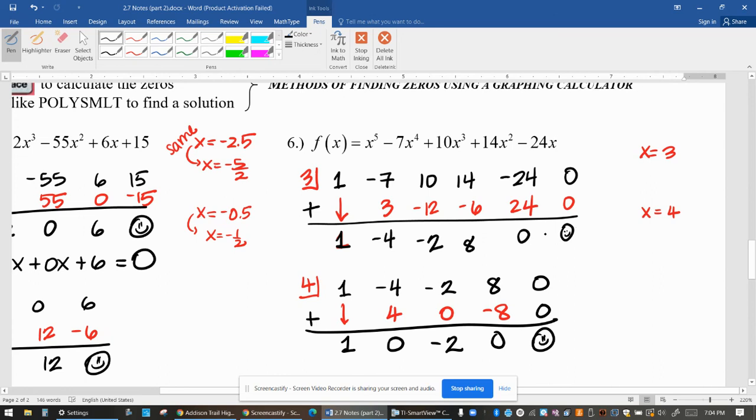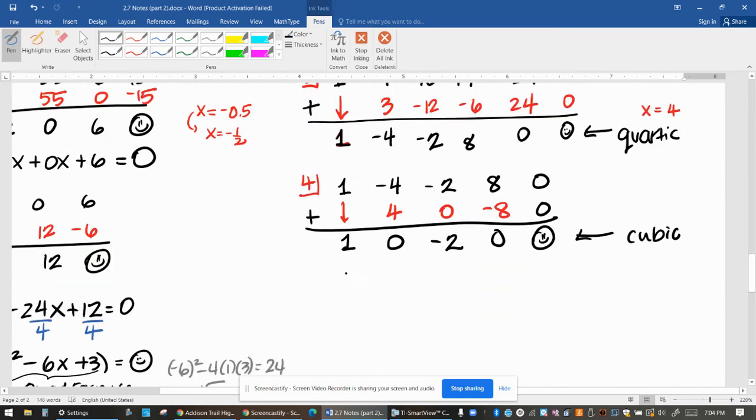Okay, so this guy was a quartic, which means that this guy is a cubic. Okay, so this is 1x cubed minus, so that would be a squared, this would be a 2x, and now I need to solve it. So I can't use my graphing calculator to give me any of the other zeros. I have to use either quadratic formula or factoring.